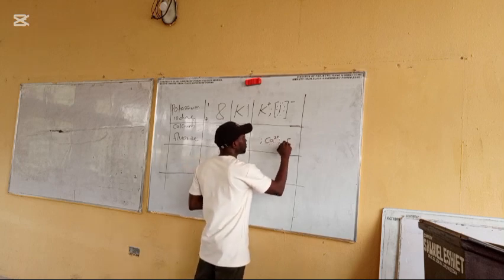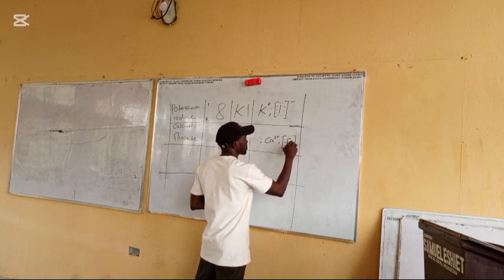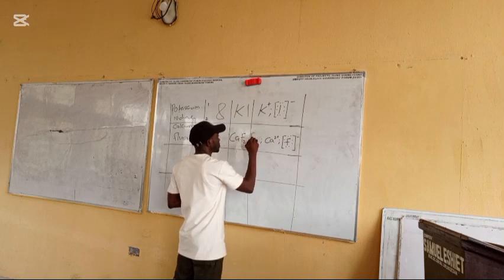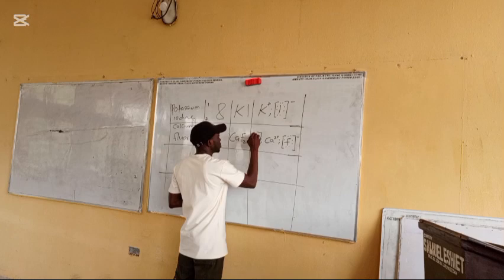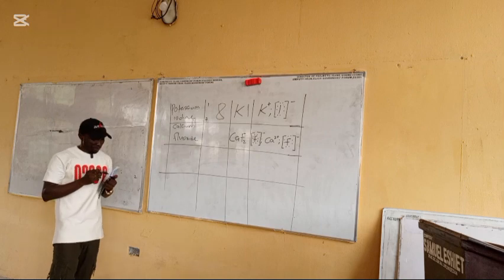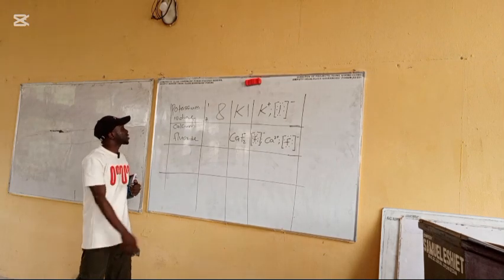Then you have F with 1, 2, 3, 4, 5, 6, 7, 8 electrons, minus. Then you have this 2, F with 1, 2, 3, 4, 5, 6, 7, 8, you have what? Minus. Write it down. How many valence electrons are here?